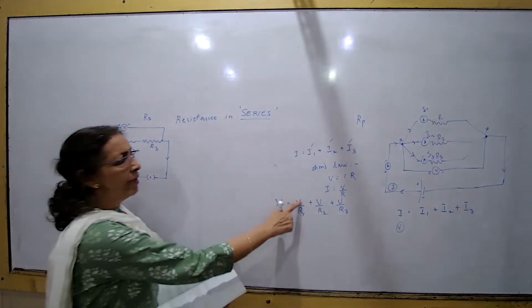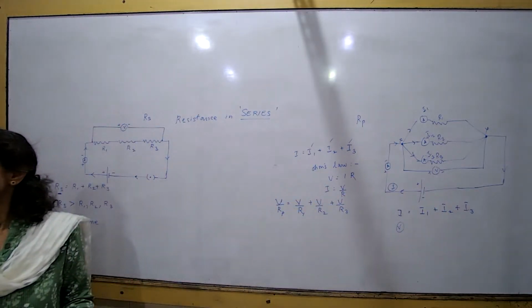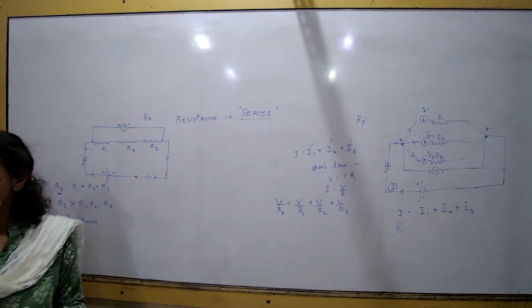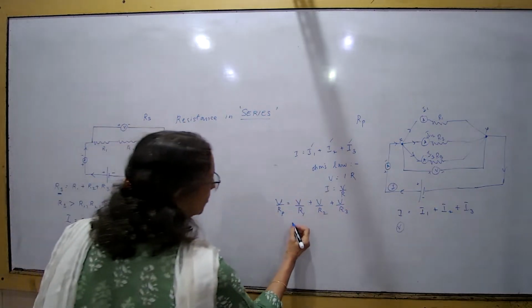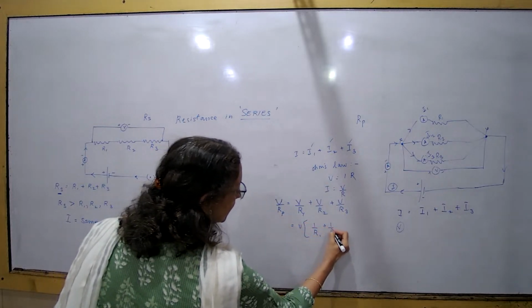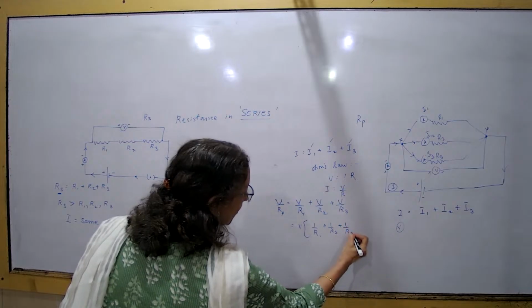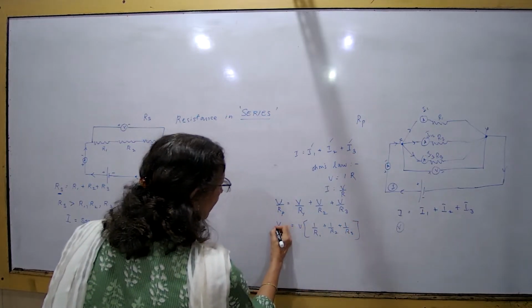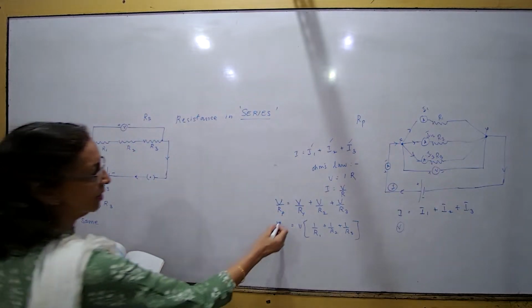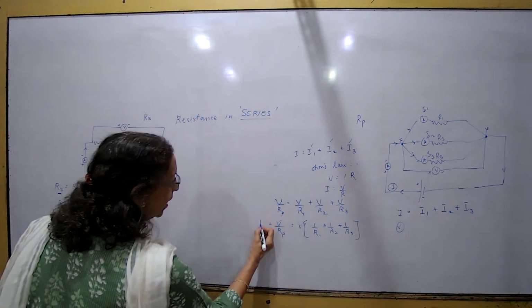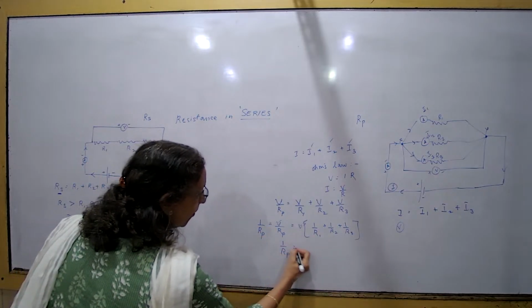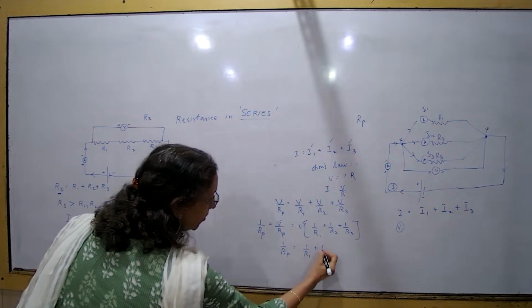Should we write it as V1, V2 and V3? Why did we not write it? Yes, because V is the same. So obviously when you write it down, you can take V outside the bracket. V gets cancelled out, that's a common factor. And therefore, what do we get? 1 upon RP is equal to 1 upon R1 plus 1 upon R2 plus 1 upon R3.